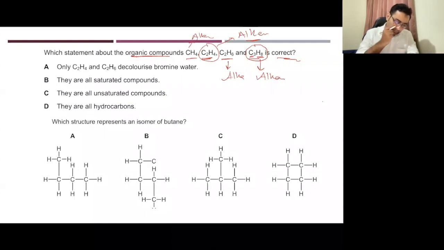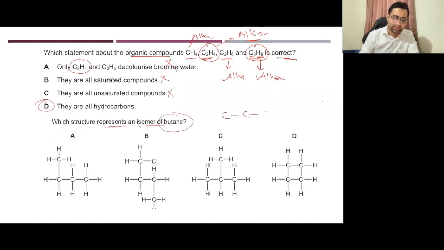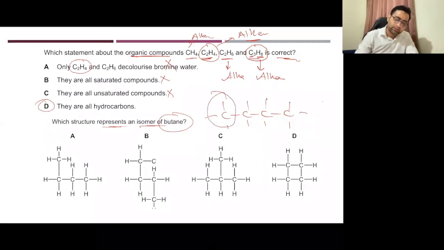Now, only C2H4 can decolorize. So this statement is wrong. They are all hydrocarbons because they contain carbon and hydrogen only. This structure represents the isomers of butane. Butane has 4 carbons. Which compound shows isomers? Yes, again, you remove this carbon and attach it to the central carbon. So your answer is C.